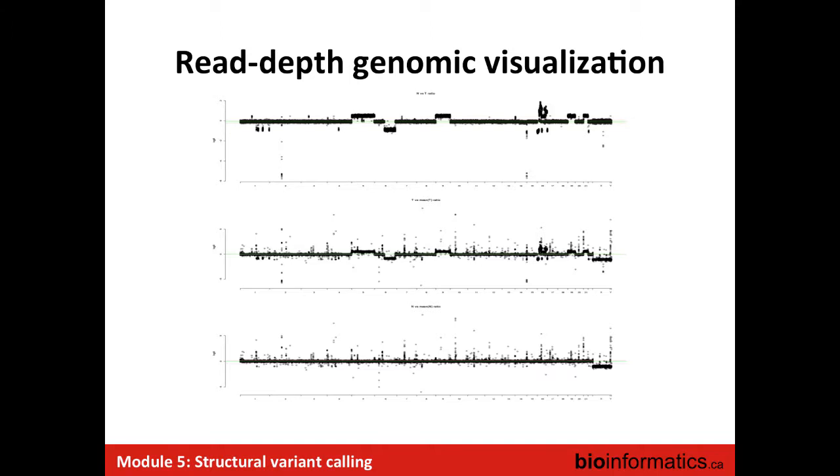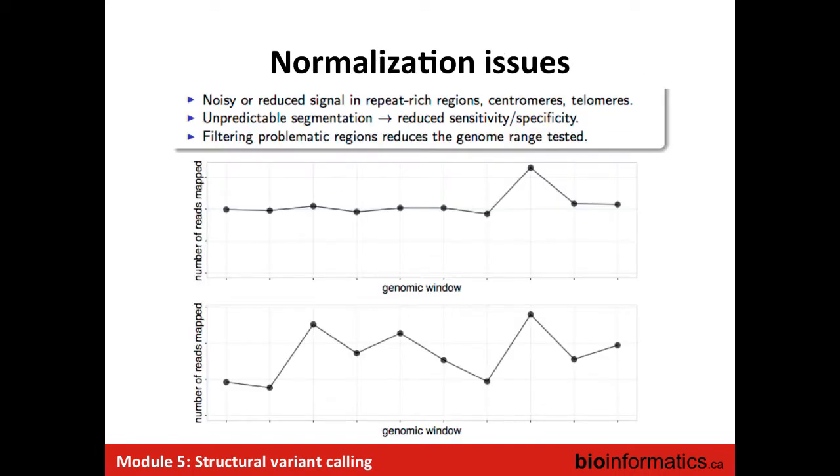But here, as you can see, when we look at the data, what we tend to do is look at my genome, at my points, and try to find points that are different from the rest of the genome. That's a major weakness of this method. It's because of how you normalize your data.